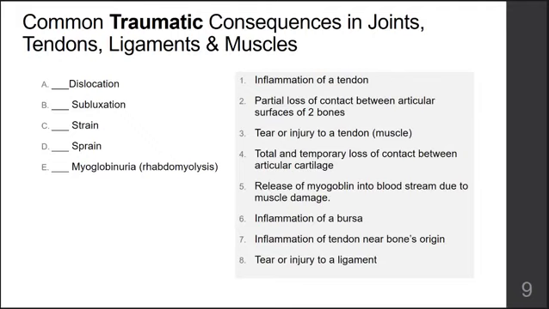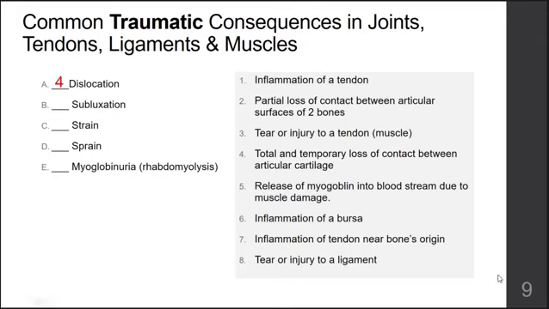Okay, our first example is dislocation. A dislocation is a total, or we could say complete, and temporary loss of contact between the articular cartilage of one joint to another. This is common in joints such as the shoulder, the elbow, the wrist, the hip, and the knee. And with a dislocation, because the joint is separating as much as it is, it can really damage soft tissues in the area as well that are not supposed to be stretched and moved in that way.